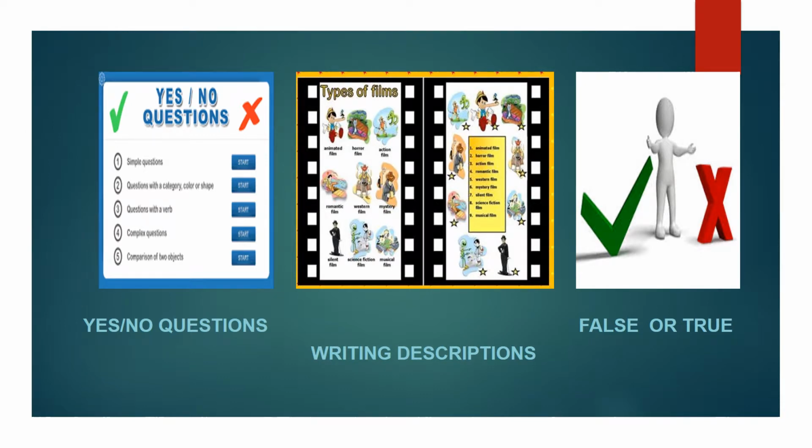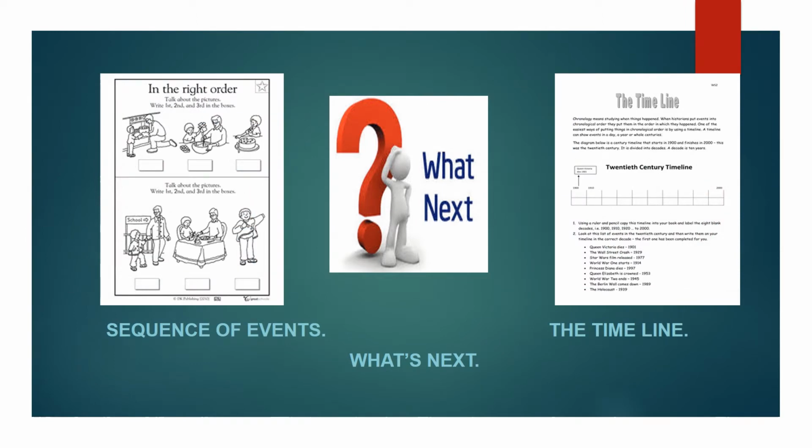Other activities that we could use in the face-to-face class could be exercises related to wh- questions, to writing descriptions about the activities and the characters in the film, and false and true questions related to the same activity. Other activities, in order to organize the reading strategy, are sequence of events, what's next.